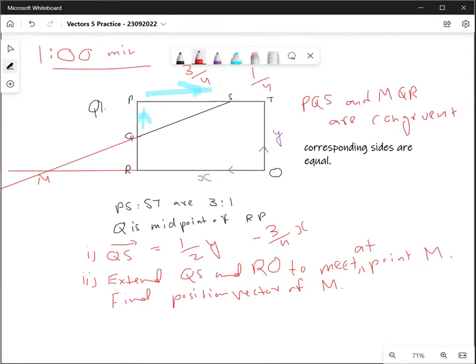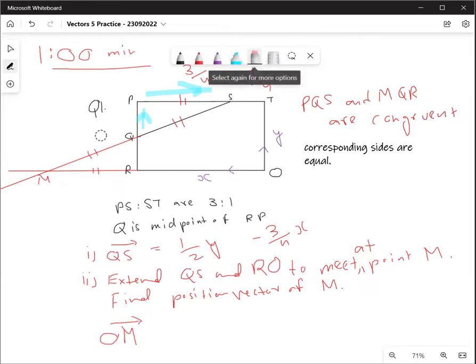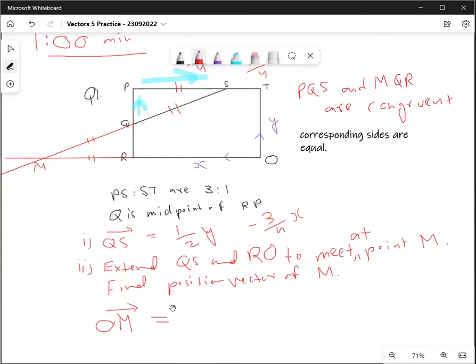Now we're trying to find what is OM. That's the position vector of M. Position vector of M is always from origin to that point M. Now I know that these guys are congruent. So QS must be the same as QM, and PS must be the same as MR. So basically, this is OR plus RM.